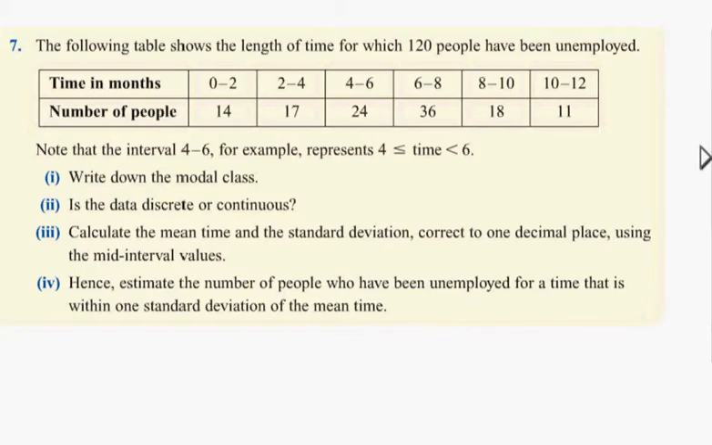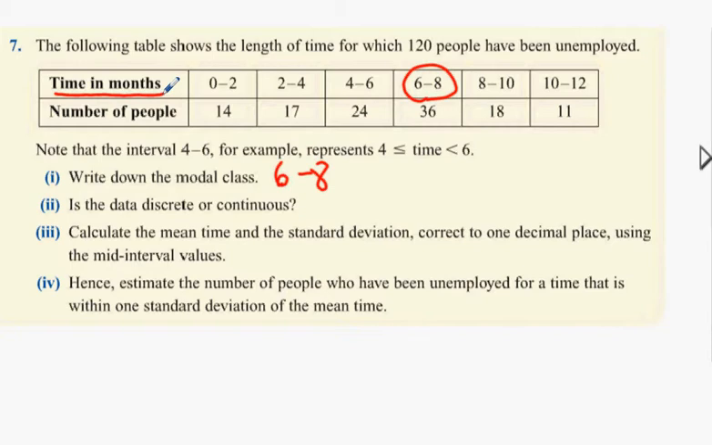Most common, which is 6 to 8. Modal class right there. Is this data discrete or continuous? Now, difficult, okay? Time in months. And it says that 4 to 6, as an example, represents 4 is included, but 6 isn't. I'd argue it's continuous data.